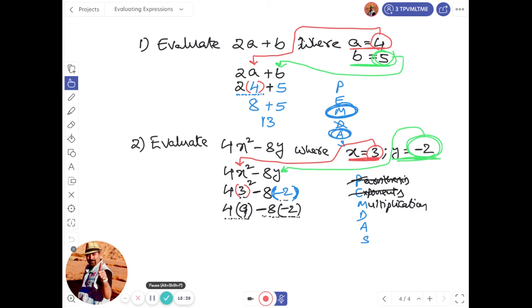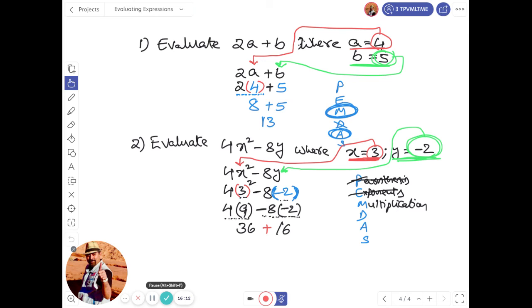Therefore, here 4 times 9 gives me 36. Then 8 times 2 is 16. At the same time, don't forget to multiply negative 8 times negative 2. I repeat, we have to multiply not only numbers, we have to multiply the signs too, which is negative times negative. That gives me a positive sign. Therefore, the negative of negative is positive. 8 times 2 is 16.